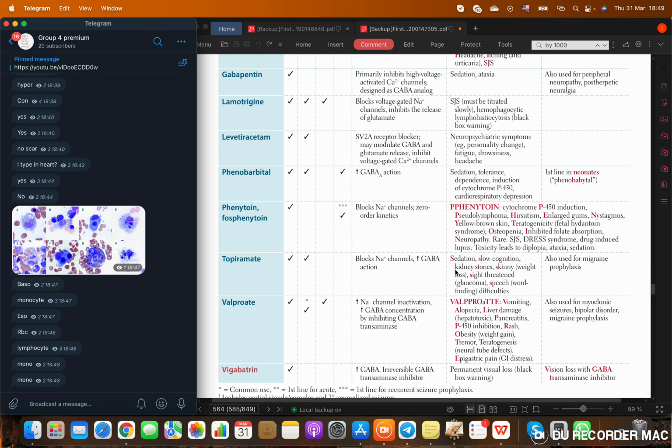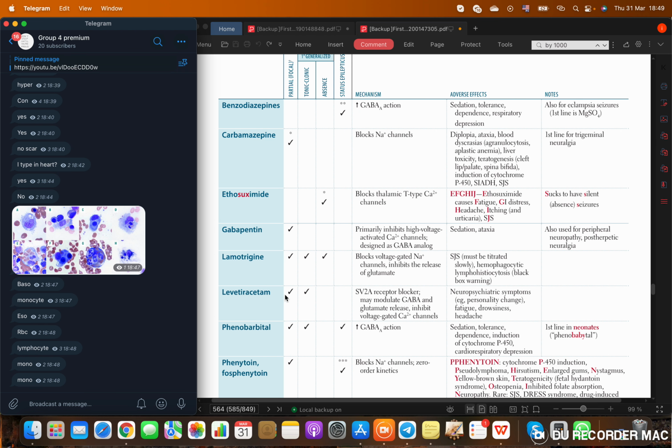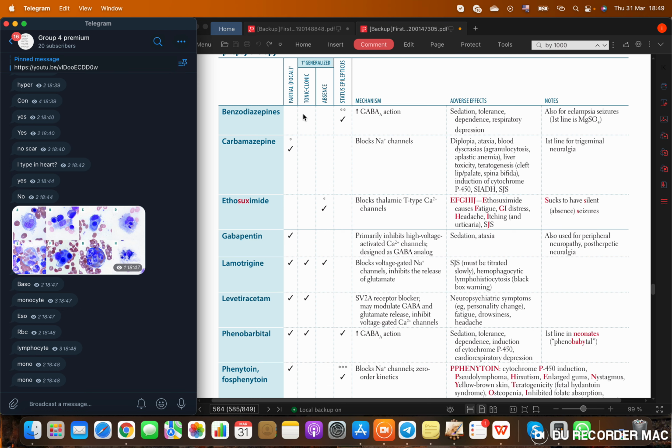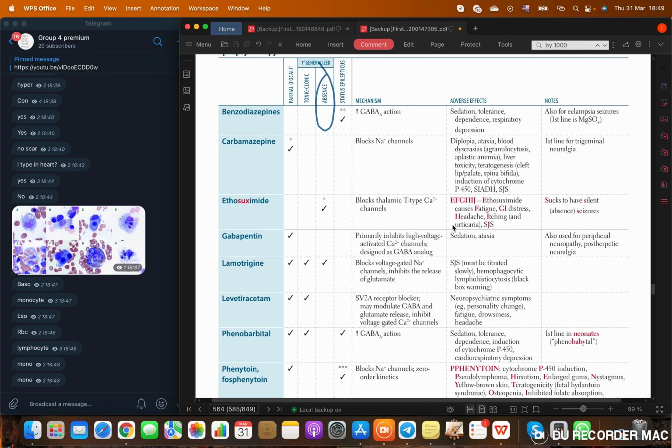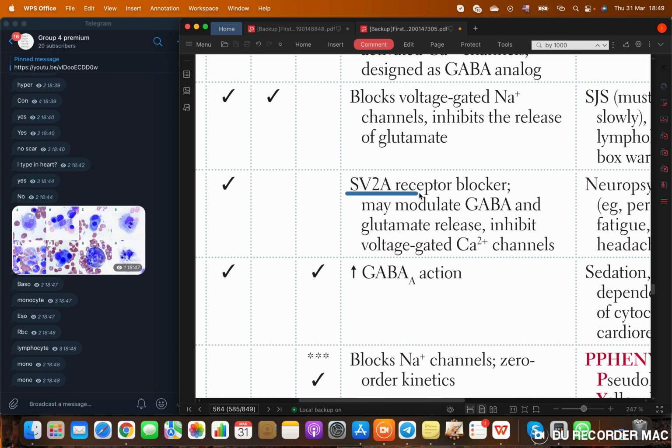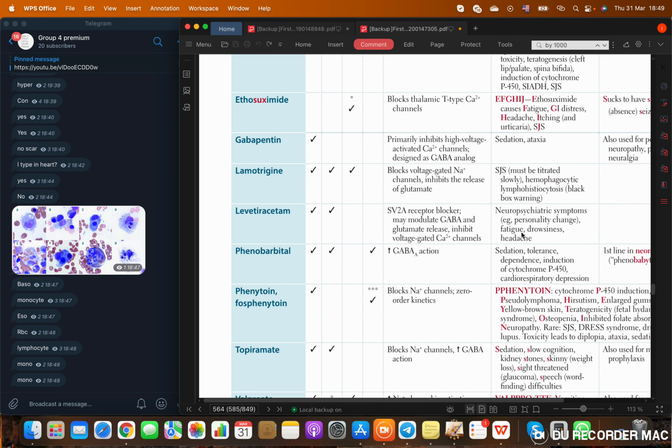Okay, so the next one is going to be levetiracetam. So it's less wide spectrum. It's a broad but not wide spectrum, meaning that it can work both in the partial and the tonic-clonic seizure. However, it does not work in the absence. Okay, so levetiracetam can be used, and it works as an SV2A receptor blocker.